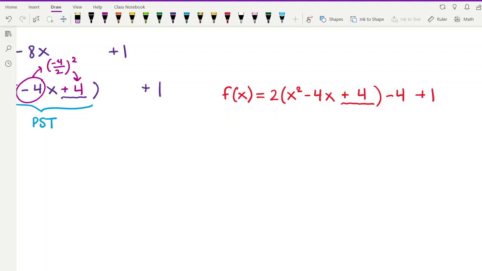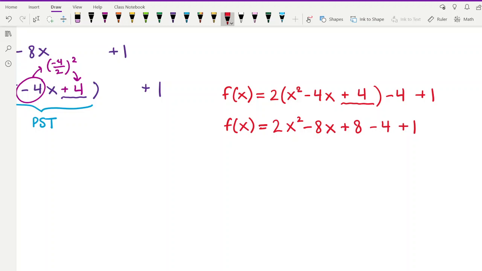So I want to see why that's actually wrong. So how can you check whether something is right or wrong in this process? Like I said, you can always check at any step of the process by multiplying it out and seeing whether it still agrees with your original function. So let's see what happens if we multiply this all out and see whether it agrees with our original function. So I'm going to distribute this 2 in. So I get 2x squared minus 8x plus 8 minus 4 plus 1.